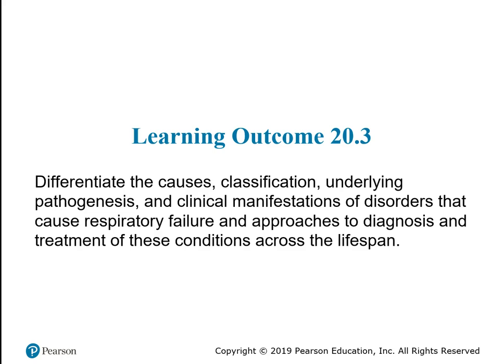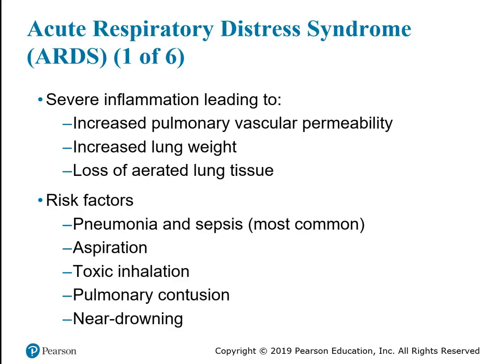This next part talks about some disorders that cause respiratory failure. So here's one, acute respiratory distress syndrome, or ARDS. You have severe inflammation that will lead to increased pulmonary vascular permeability. So what does that mean? We're talking about movement of oxygen and carbon dioxide, or particularly oxygen, right? Moving from the alveoli to the blood, and vice versa, with carbon dioxide moving from the blood to the alveoli to be exhaled out.